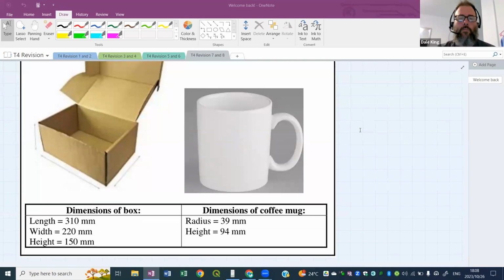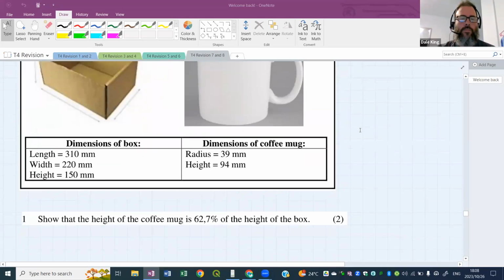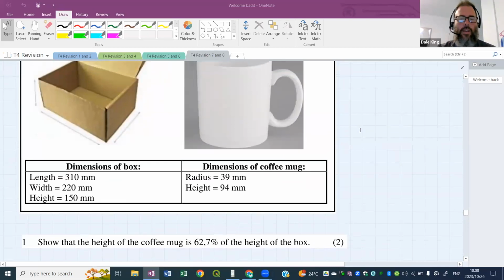Let's see. First question. Show that the height of the coffee mug is 62.7% of the height of the box. Show or prove. That word show can be translated into prove. So you've got to do a calculation to get this answer of 62.7%. Now, if you just write 62.7% when they say you have to get this value, you're not going to get the marks. You've got to show your calculations here.